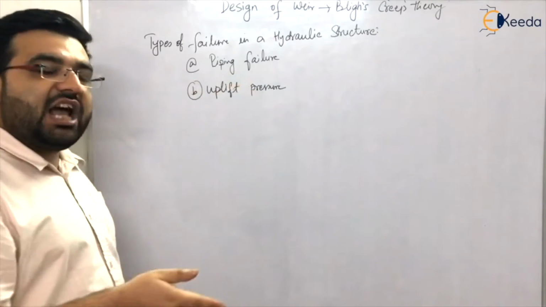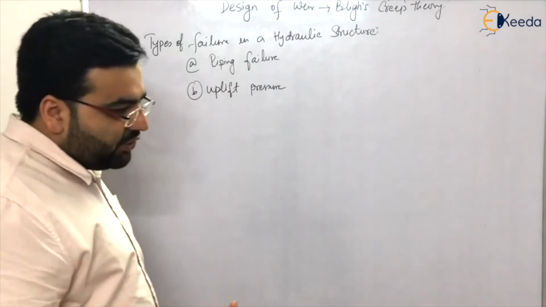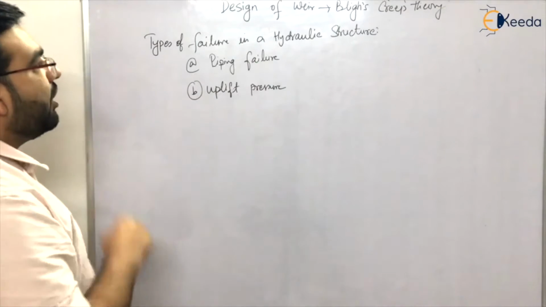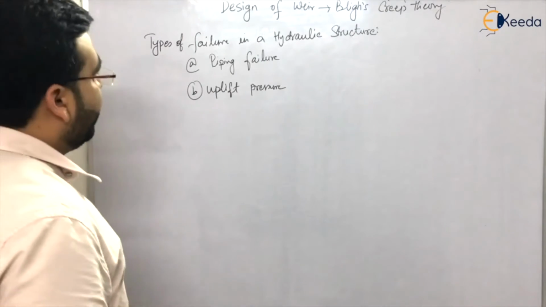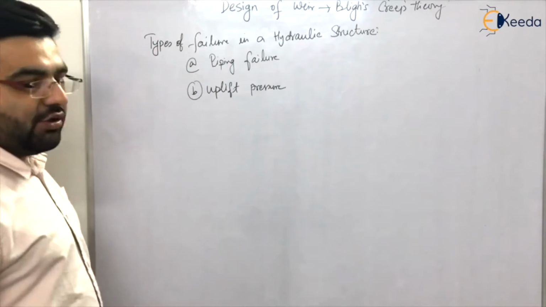If it's a vertical type of weir, it is generally designed with the Bligh creep theory, and if it is a concrete weir, it is designed with the Khosla theory. First of all, we'll understand the Bligh creep theory. Now, let us understand the different types of failure in a hydraulic structure.